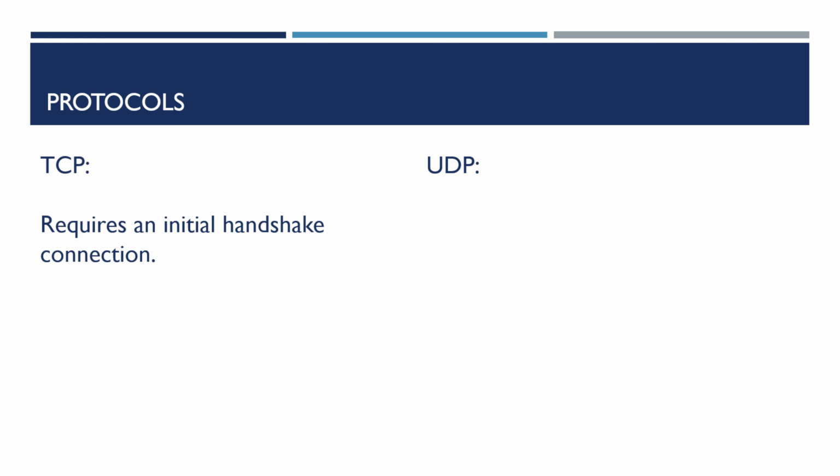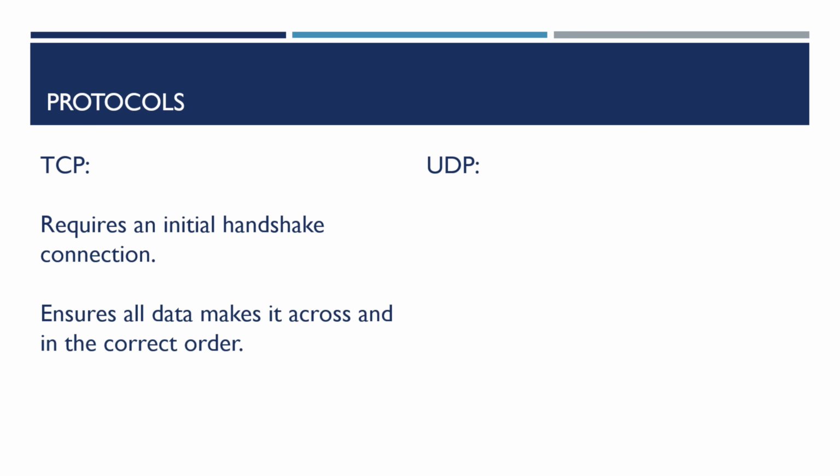TCP requires an initial handshake connection. There has to be some general communications data processed first. Both endpoints have to kind of agree on how we're gonna talk. But what this does is it ensures all data makes it across in the correct order. This is a slower method, but data integrity is guaranteed.